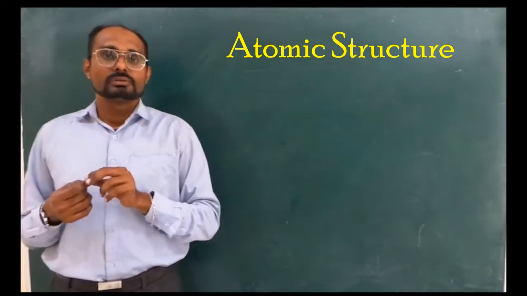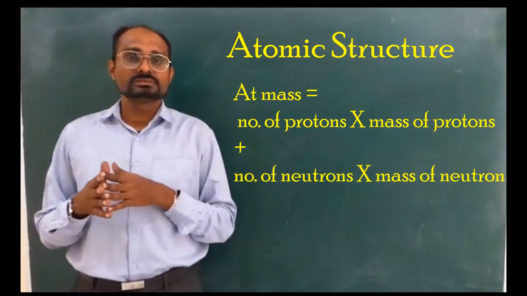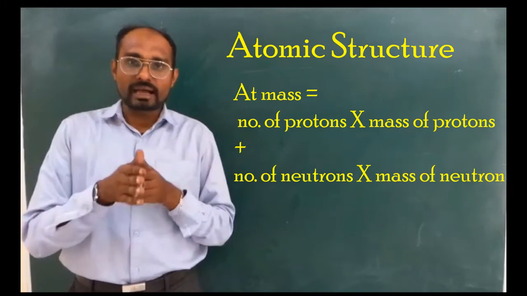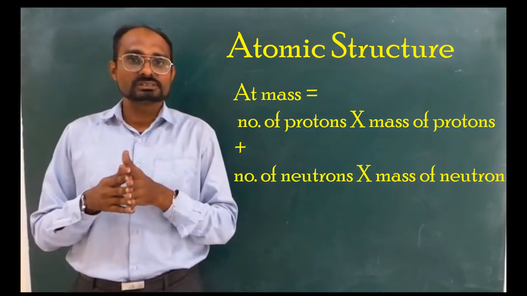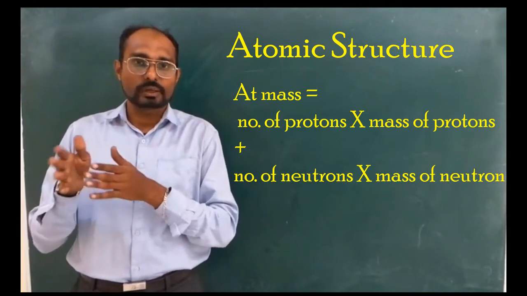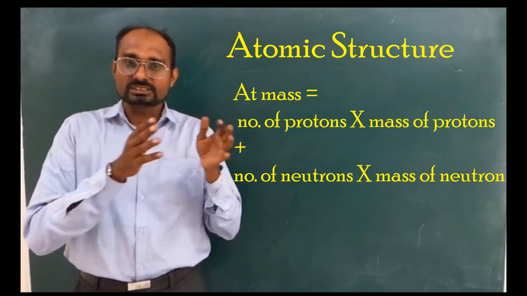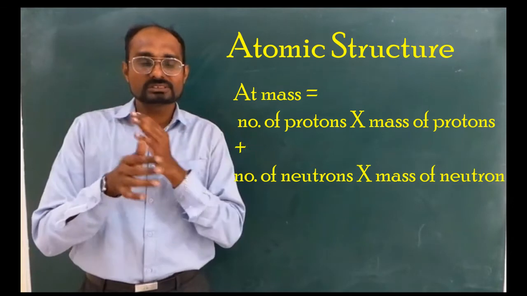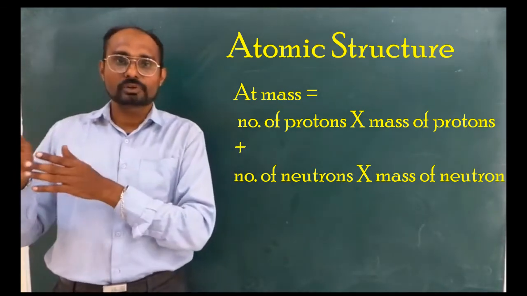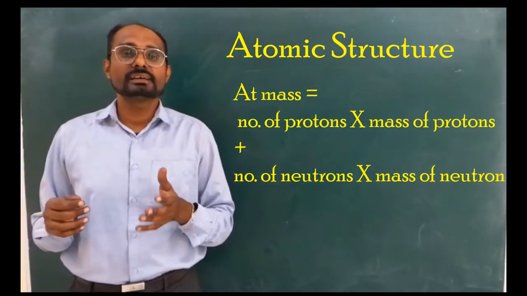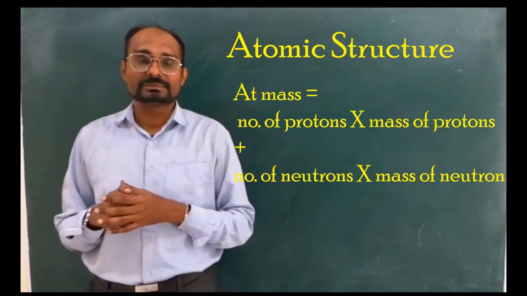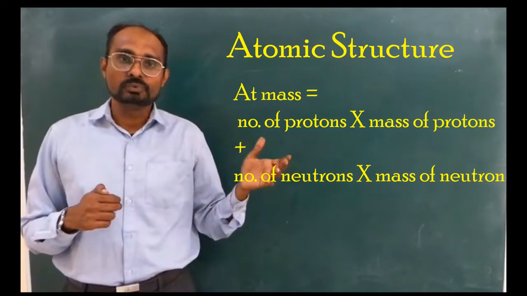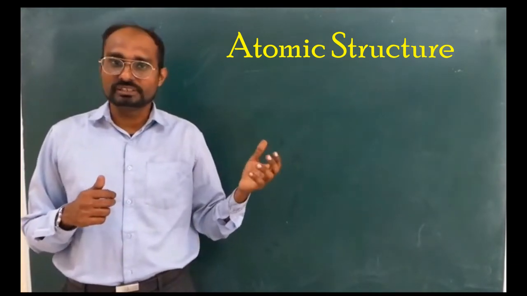Now, the number of protons times their mass, plus the number of neutrons times the mass of one neutron, actually, the mass of a proton times the number of protons plus the mass of a neutron times the number of neutrons, is giving us the mass of the atom as a whole. And it is expressed in terms of AMU, atomic mass unit.